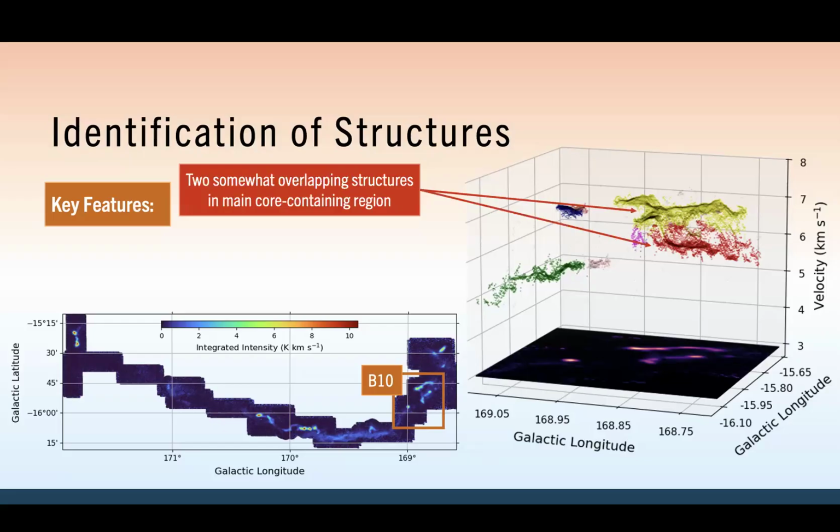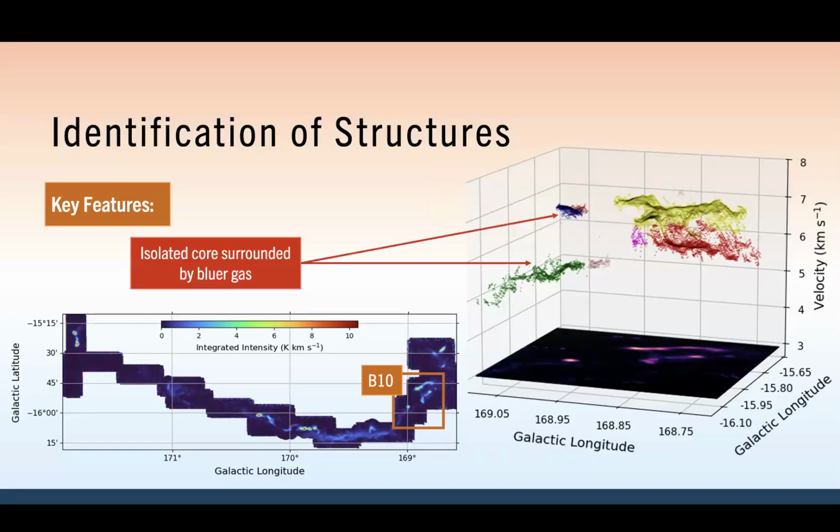Some of the key features that I want to point out is that there is this somewhat overlapping structure, which corresponds with the main core containing region in D10 located here. Then you also see that this one isolated core, which is here, is at a more red velocity, but it's completely surrounded by bluer velocity gas.